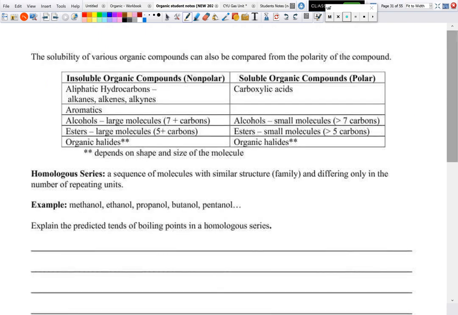Now, this is something else you will have to have memorized. I know, sorry for all the memorization, but it's just how we have to go about it. When organic molecules get big enough, because we are increasing the carbon to hydrogen bonding, which is nonpolar, the molecule is going to turn nonpolar. So these are insoluble organic compounds, in water, of course.